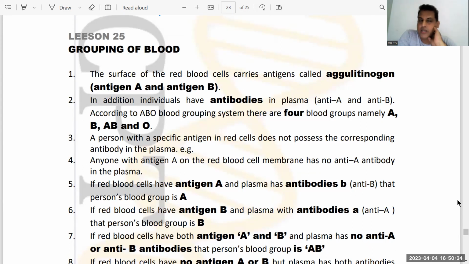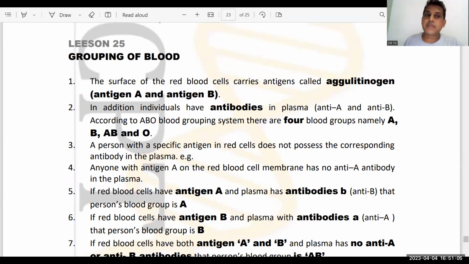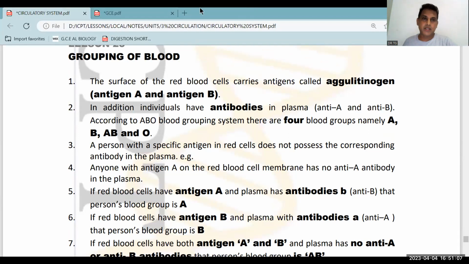If you want to understand the grouping of blood, we need background knowledge of antigen and antibodies. We have heard these names many times, antigen and antibodies, but we want to understand these two terms if we want to understand the grouping of the blood.